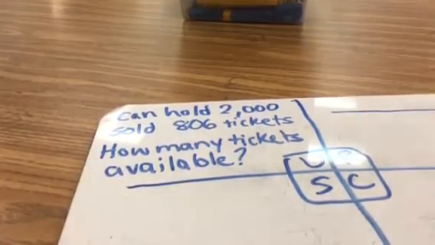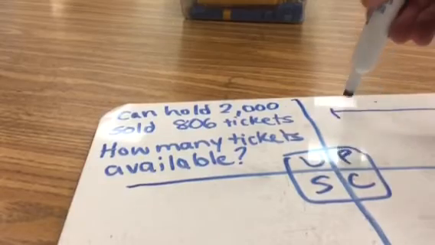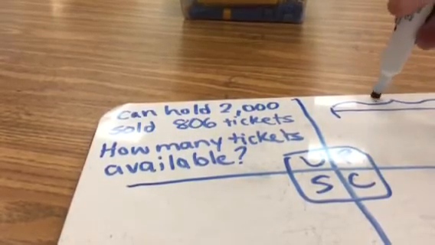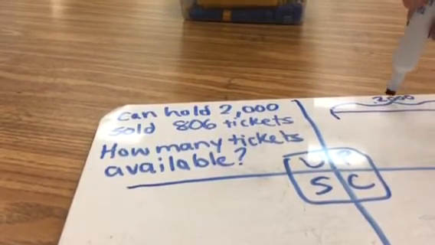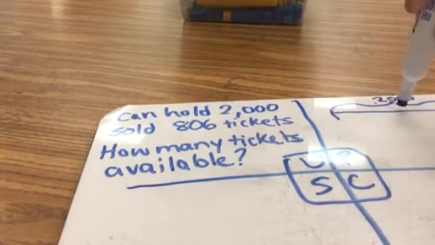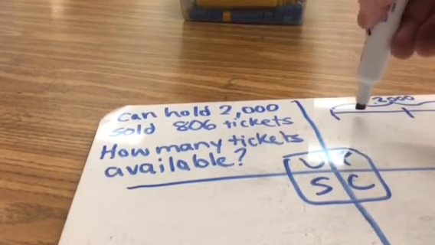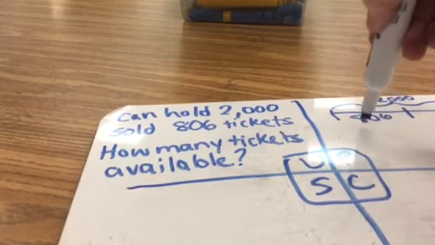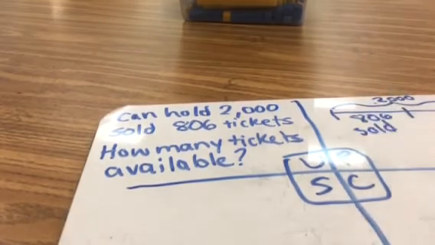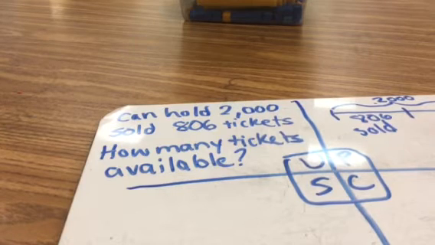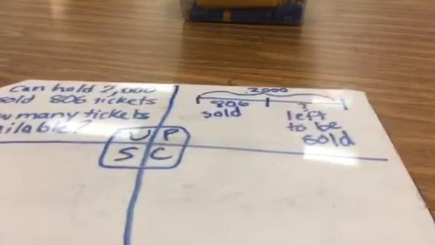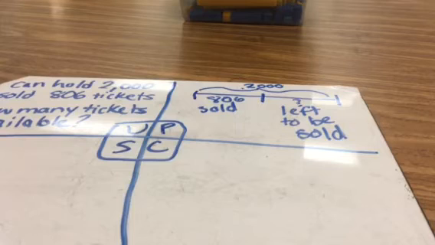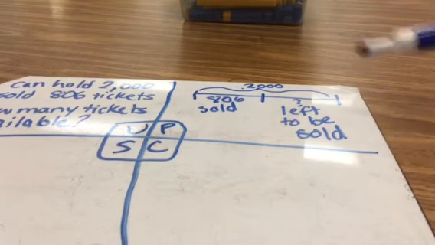So if I make like a little diagram here, here are my 2,000 tickets. So far, we've kind of chopped off this. These are my 806 that have been sold. So that means this is what is left that can still be sold. So then, oh, I am so sorry. I didn't realize you couldn't see that. Okay, so go over it again.